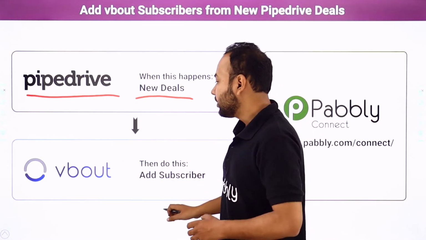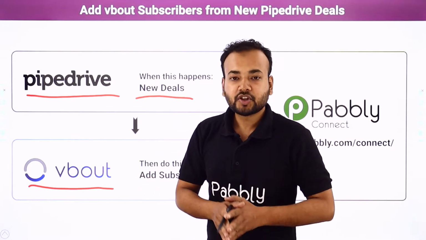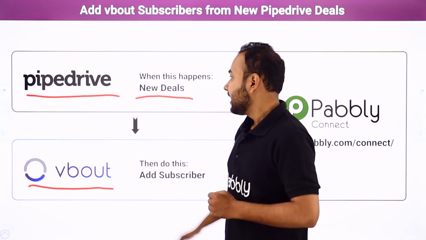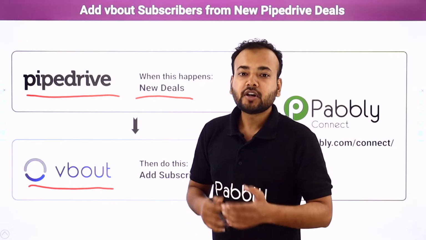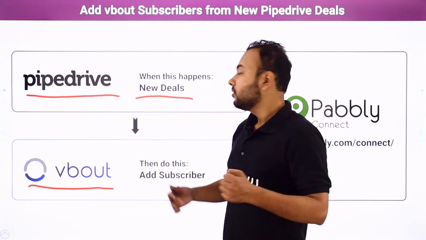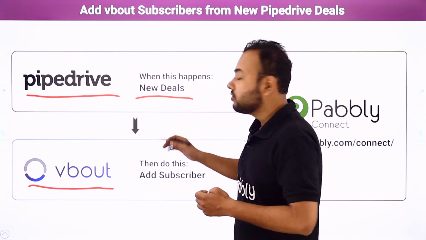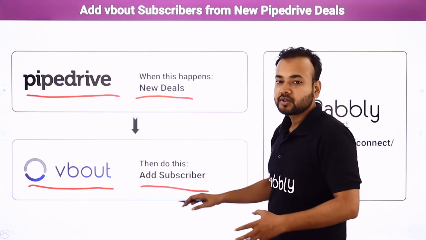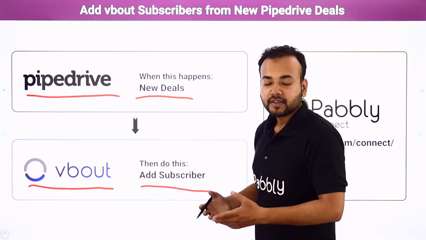And guys, Vbout is a marketing tool in which you can create marketing campaigns such as email marketing or social media marketing and many more. So as you have created a deal here in which many people are involved, you have many leads in it and you are trying to close that deal with many customers. So you want that as and when a new person, any lead or customer, is added in this deal, you add that same lead here in Vbout as a new subscriber so that you can communicate with him or her in future through marketing campaigns, right?